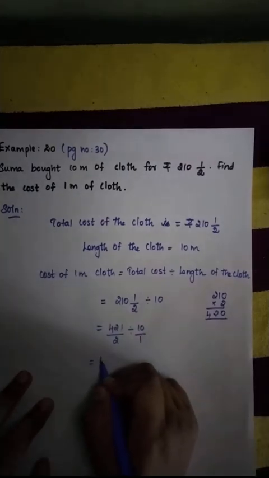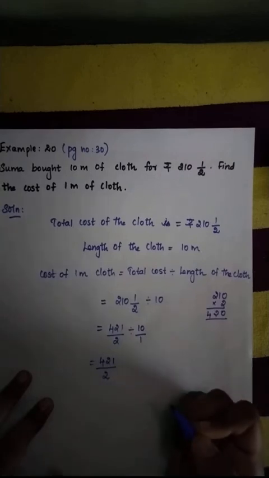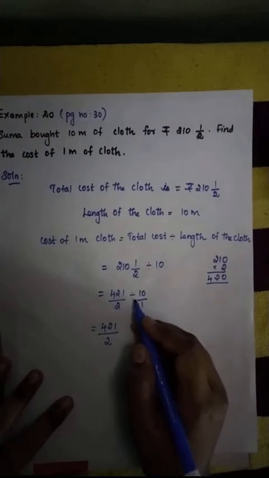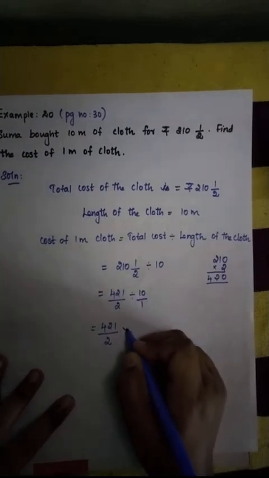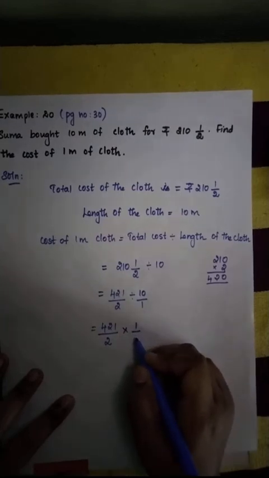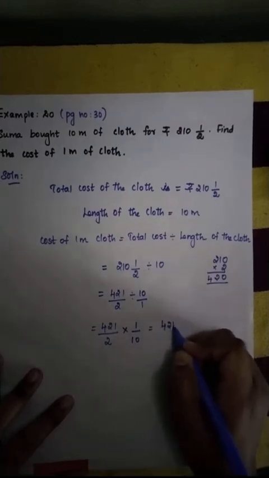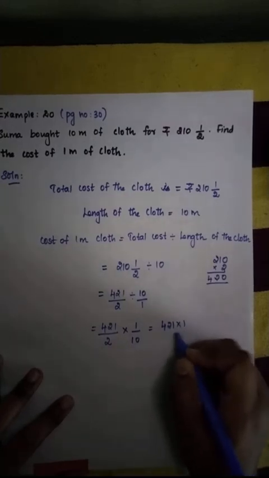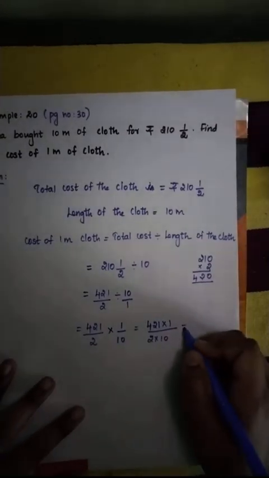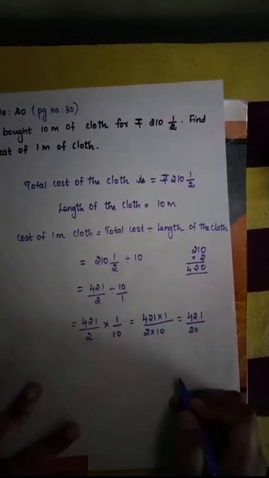Now divide the two fractions. 421/2, this division sign changes to a multiplication sign. Then write the reciprocal, that is 1/10. So 421 into 1 divided by 2 into 10. Check whether there are any common factors. No common factors. So 421 divided by 2 into 10 is 20.